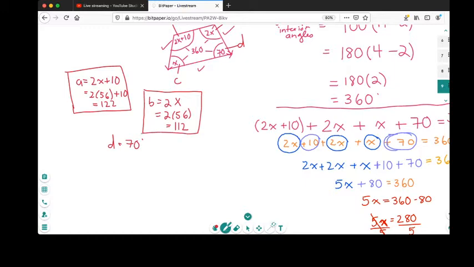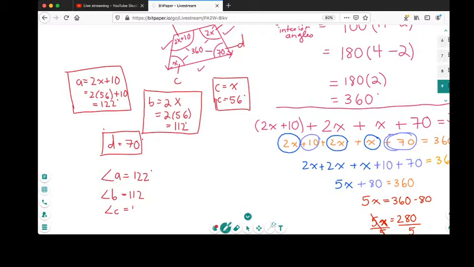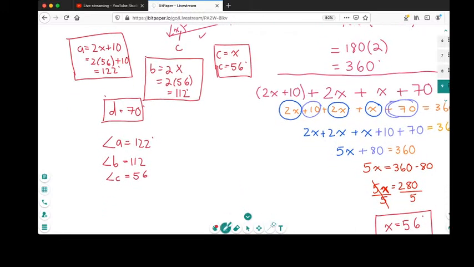I could probably do this a little bit neater. If you guys are doing this on a test, I would recommend doing this a little bit neater. And then C is equal to x, so C is just equal to 56 degrees. And remember, always state your answers in degrees. So you might want to write this as angle A is equal to 122 degrees, angle B is equal to 112, angle C is equal to 56, and angle D is equal to 70.